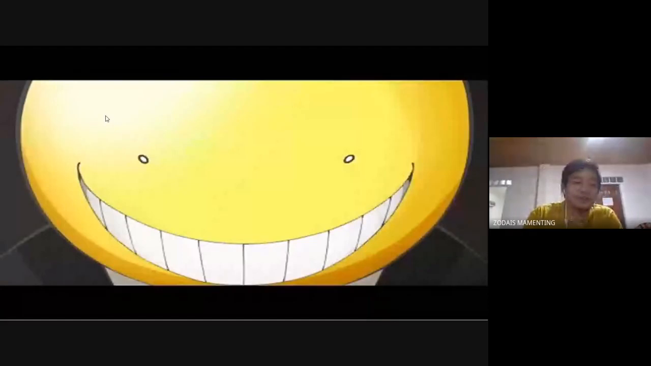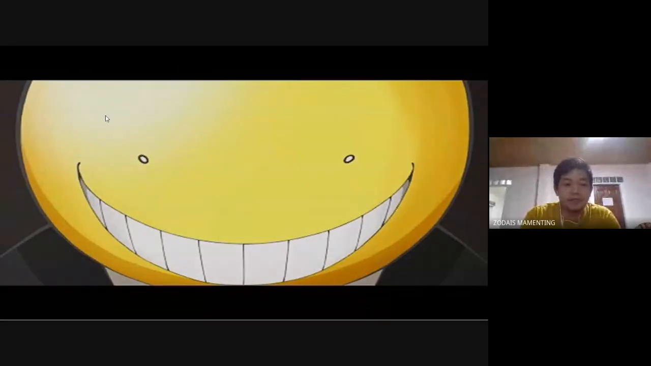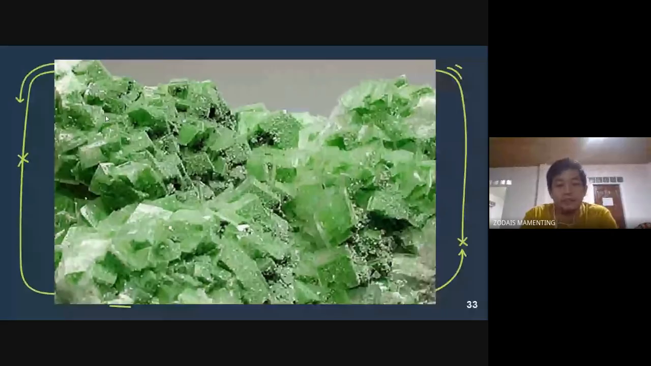Okay, so this is a checkpoint. I'm going to show you a picture and let us determine if it is a mineral or not. First picture is jade. So is this a mineral? Yes, jade is a mineral.